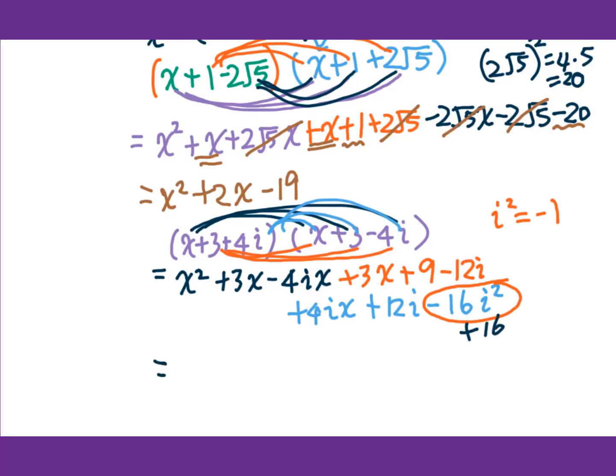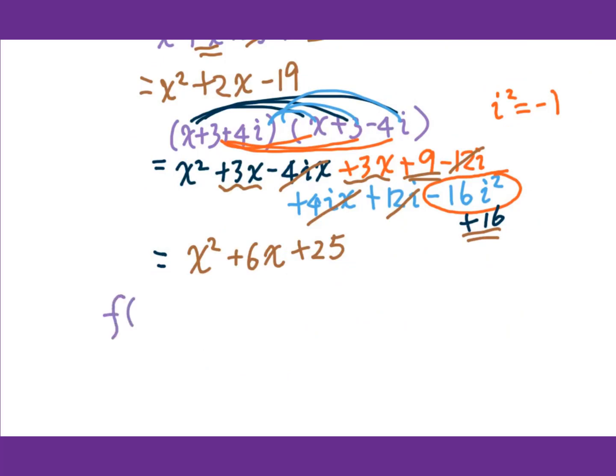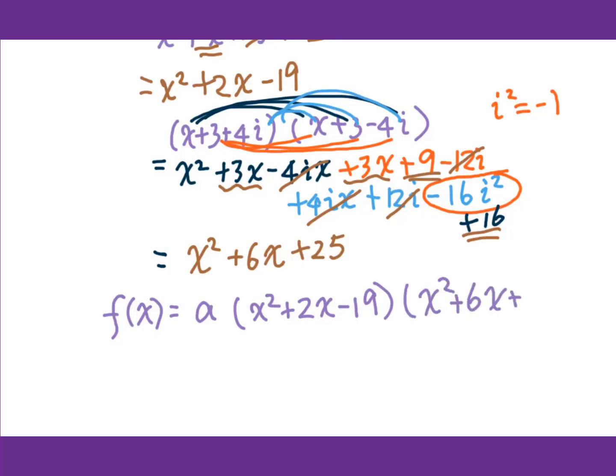Then I combine like terms. Whenever you have i, that term will be canceled out. These two gone. These two gone. Then combine like terms. You have x squared plus 6x. 9 plus 16, that's plus 25. So I can write down f of x equals a times x squared plus 2x minus 19, then x squared plus 6x plus 25.